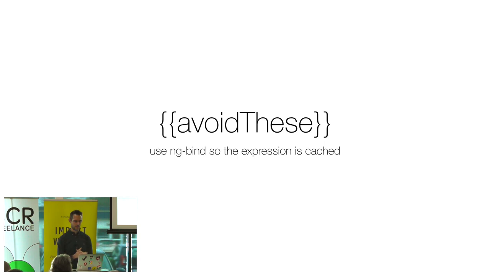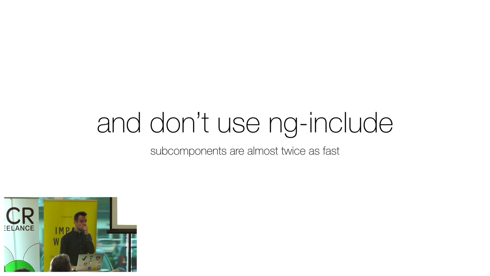And don't use ng-include. Ng-include is really handy because you can just give it a URL to a template, and it'll just render that template out. But it turns out, in my head, that should be the same or maybe even faster than giving it a component and having the component have the same template. But it's not. And that comes down to how it's implemented. It's almost twice as fast to use a subcomponent than to use ng-include. So I built a demo where there's like 1,000 items with ng-include and 1,000 items with components, and the performance is almost twice as fast. So that's also a pretty easy win to go home and do.